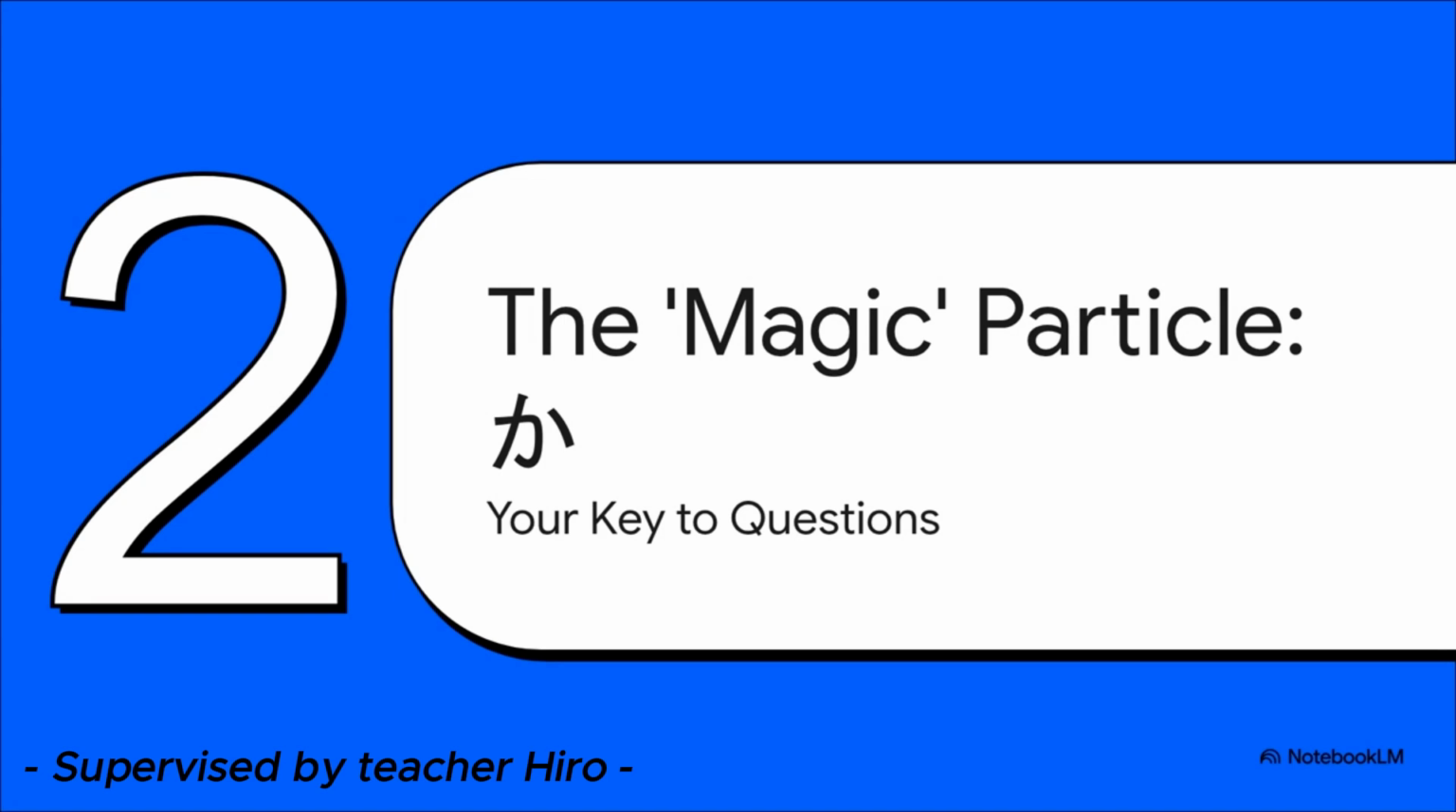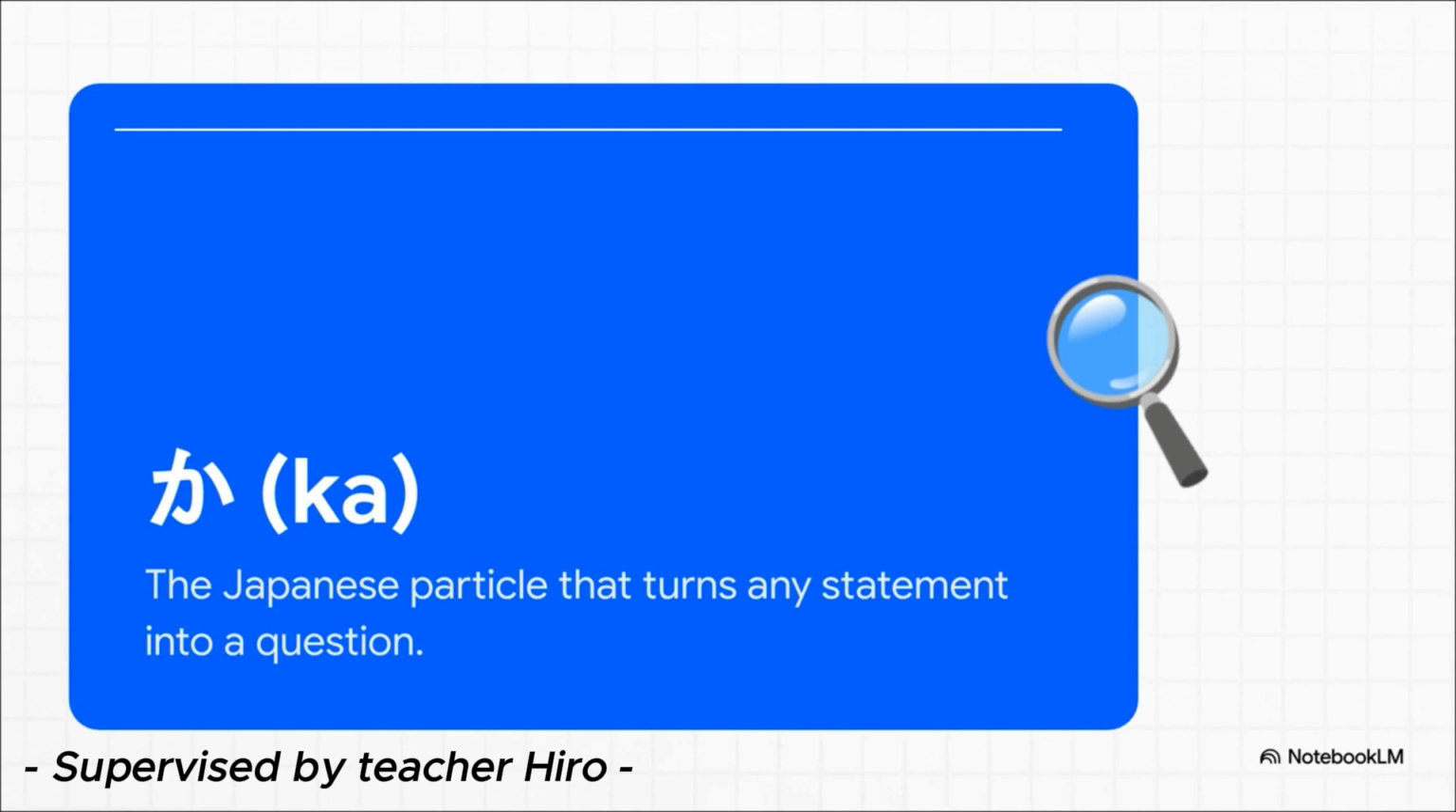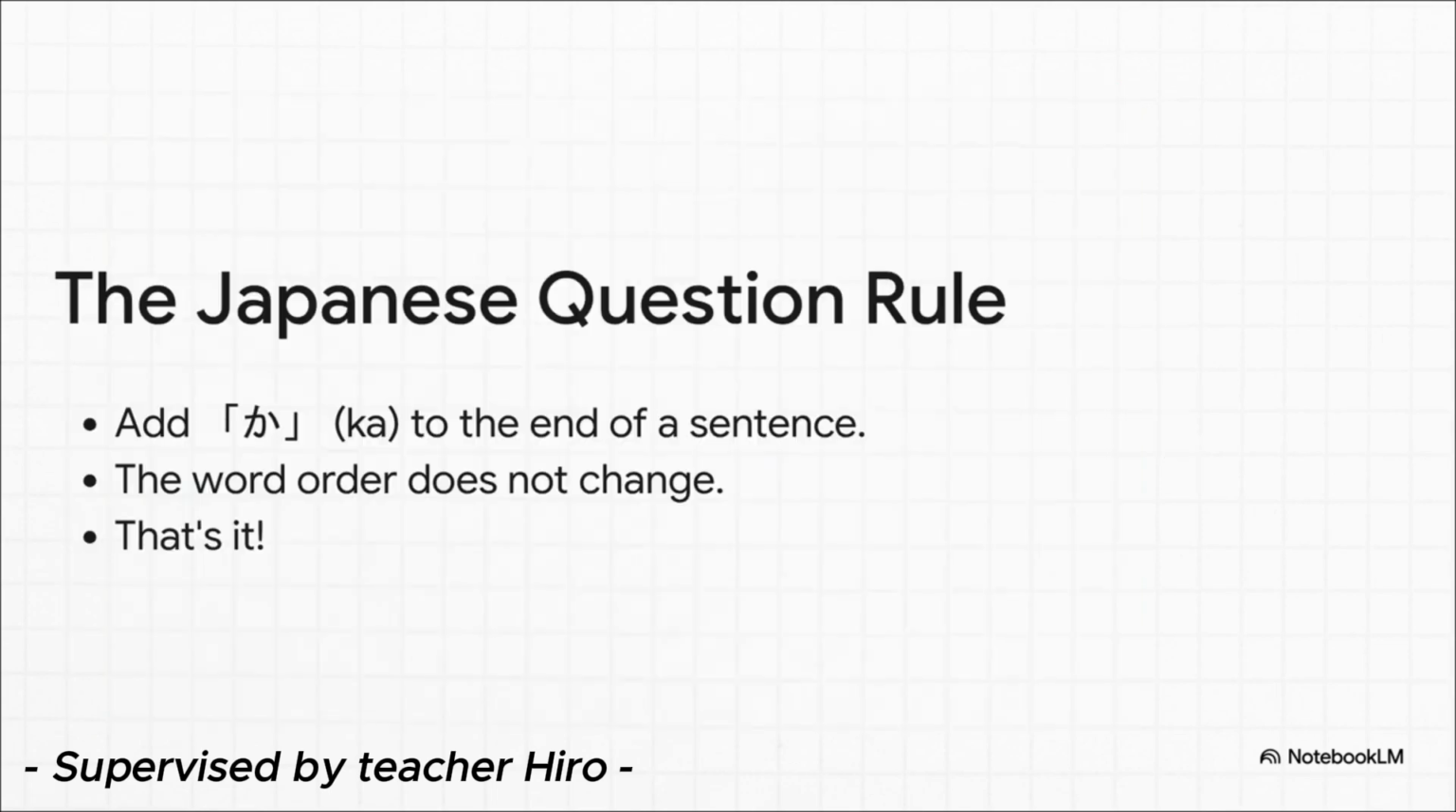Forget about rearranging words. The secret to asking pretty much any question in Japanese comes down to one single, elegant little particle. So, I want you to meet your new best friend, the particle ka, pronounced "ka." Its one and only job is to be the universal question marker. Think of it like a verbal question mark that you just attach to the end of a sentence. The rule is just beautifully simple. You take a statement, you add ka to the very end, and I'm going to repeat this because it's important: you do not change the word order. That's the entire process. No shuffling, no fuss.